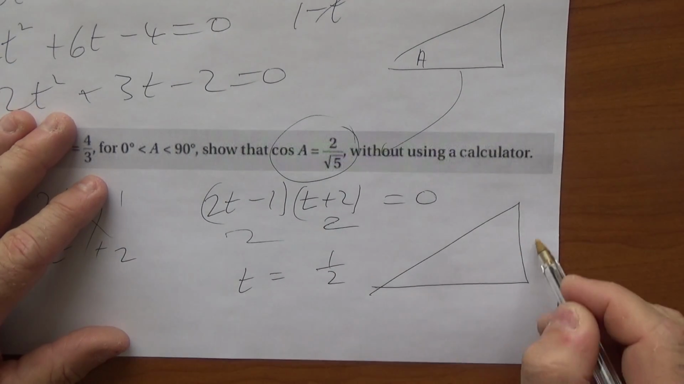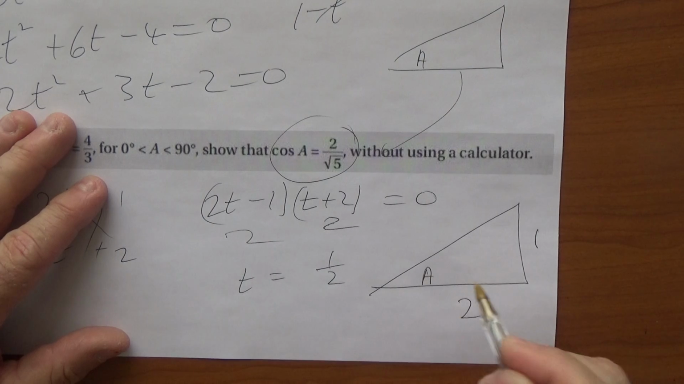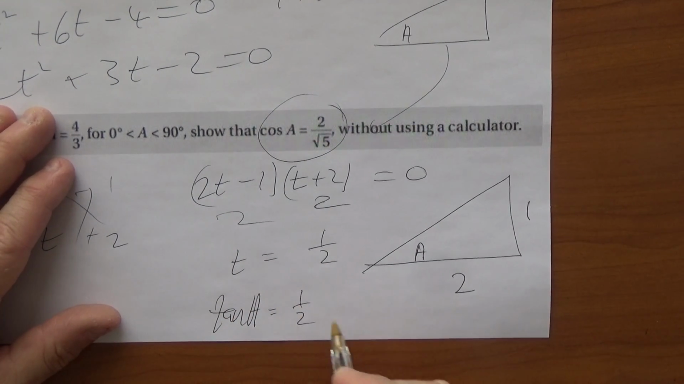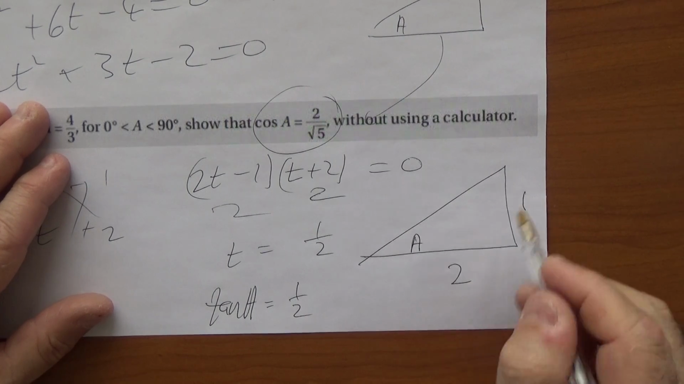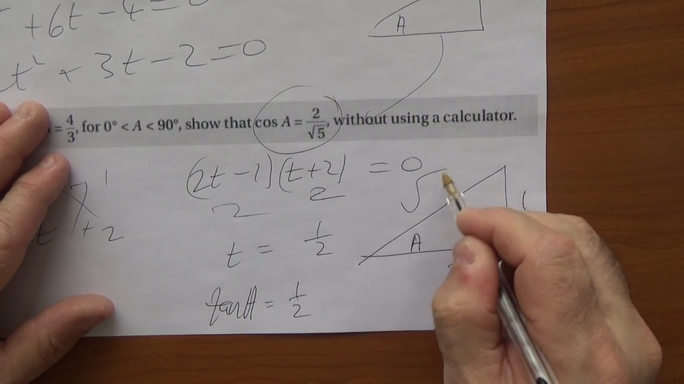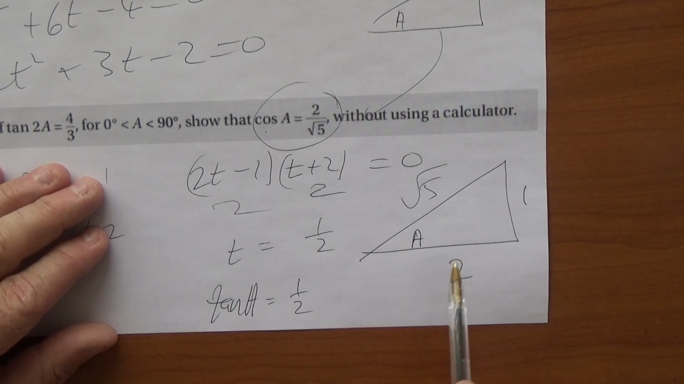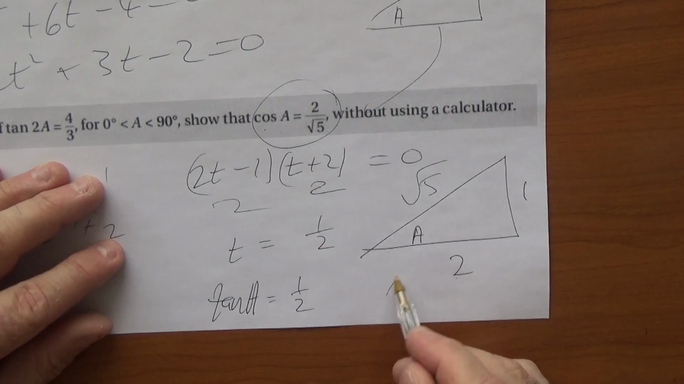Start your triangle. 1 goes here, 2 goes here, A goes here, because this is really tan of A equals a half. So 1 goes here, 2 goes here. Pythagoras gives the square root of 5. And as far as cos of A is concerned, it is equal to 2 over root 5. Yes, it is.